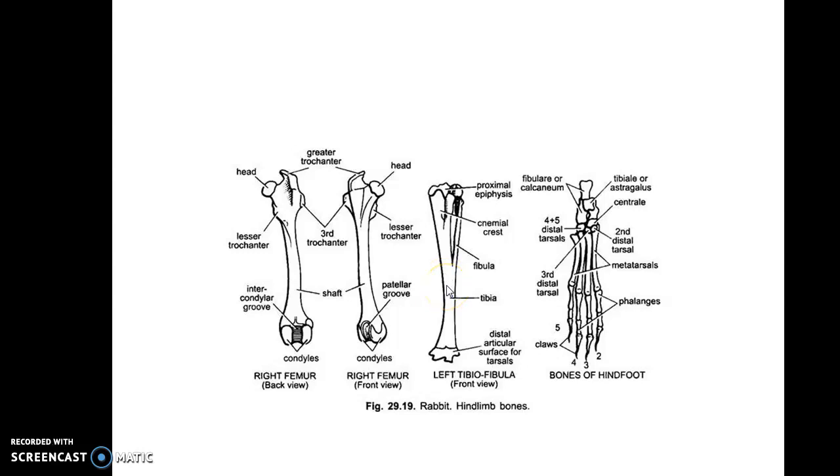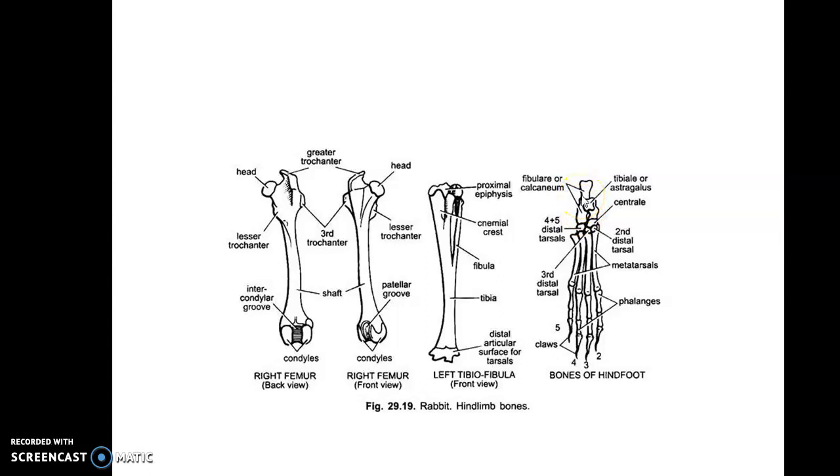The tarsus or ankle region is supported by six tarsals. The six tarsals are arranged in 3 rows. Okay, the proximal row has 2 tarsals, that are called astragalus and calcaneum. This is very important. Astragalus and calcaneum is seen here.